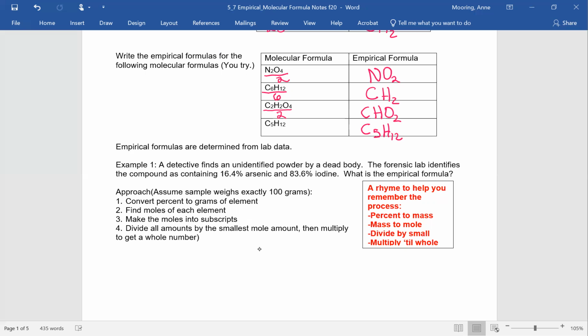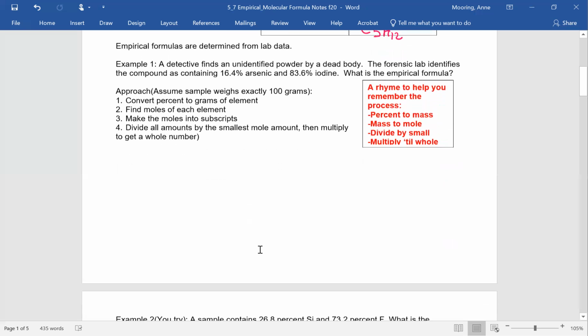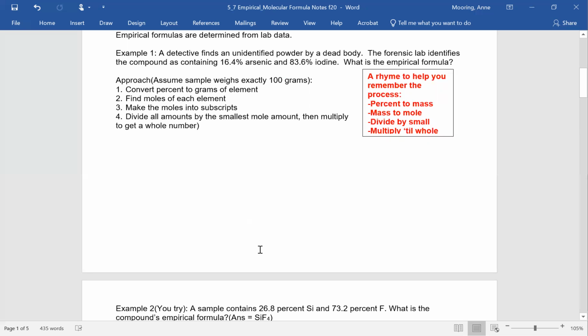Now, empirical formulas are determined from lab data. So let's look at an example, and then I'll show you how to take that data and turn it into the reduced formula. A detective finds an unidentified powder by a dead body. The forensic lab identifies the compound as containing 16.4% arsenic and 83.6% iodine. What is the empirical formula?